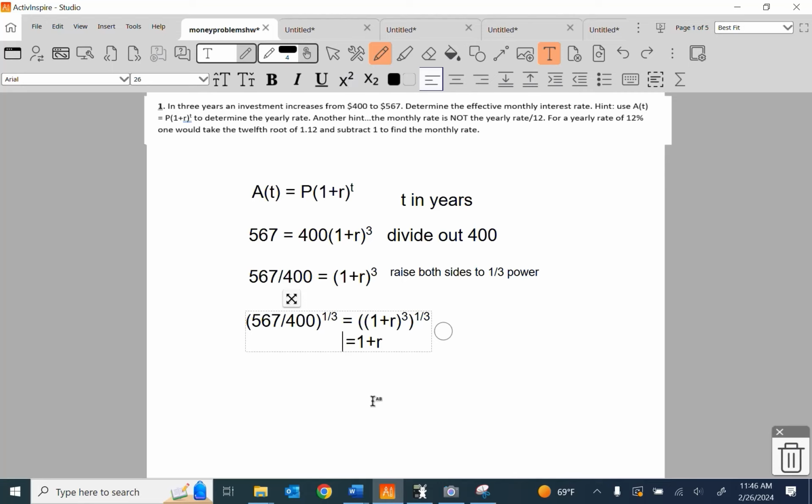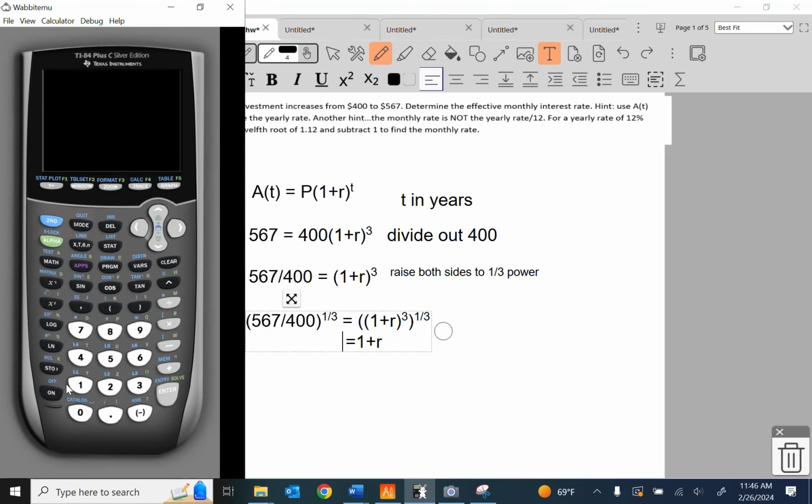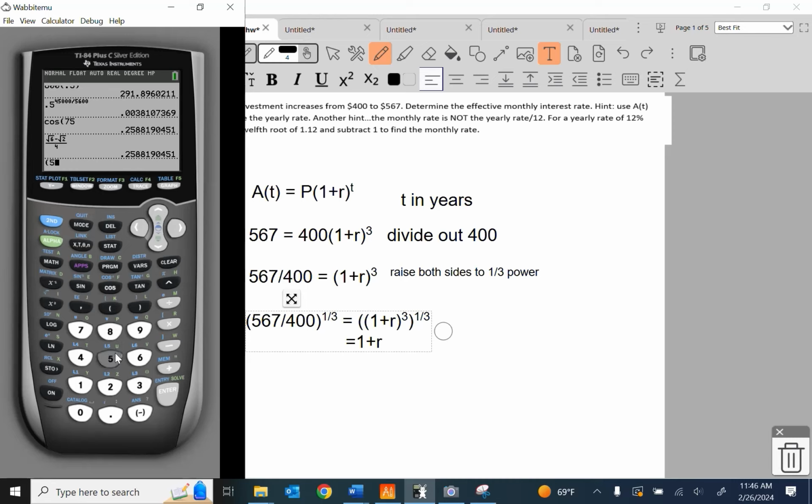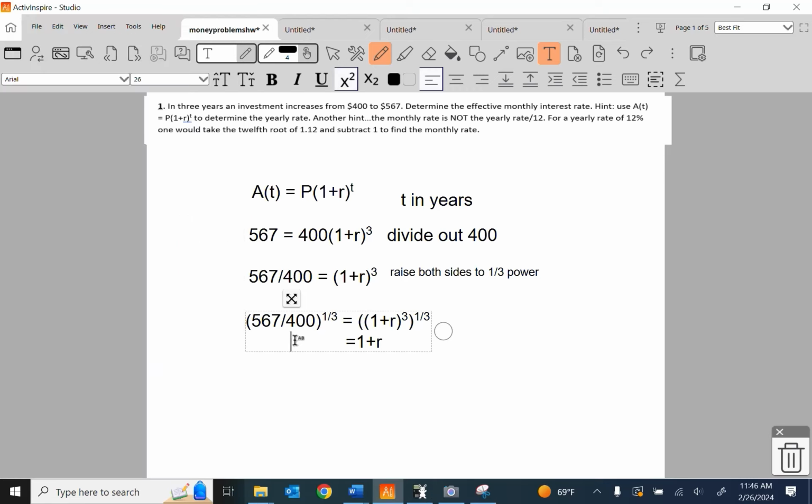So I go push some buttons here. Even on my best day, I wouldn't be able to do this. 567 over 400, raised to the 1/3 power, is a decimal about 1.1233. Double check that. Yeah, and then I'm going to subtract 1. I'm going to move that 1 over to subtraction. So r is about 0.1233 or 12.33% annually.